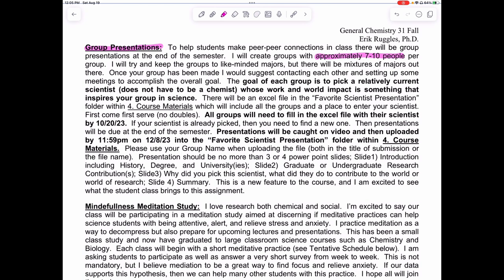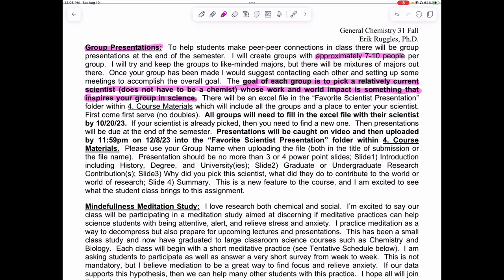And so the idea is to basically pick a scientist. Doesn't have to be a chemist. It could be any type, an environmental scientist, biology scientist, what have you. Any scientist that you feel your group is in tune, in connection with. So that's what the goal is right here, to pick a relatively current scientist, which has some type of impact on your group, that inspires your group to work in the science avenue.